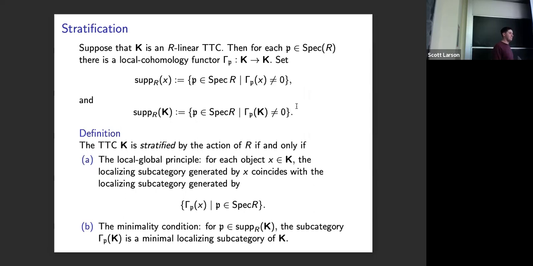Okay, all right. Anyway, I was going to just say this. In general, if you want to show that a TTC is stratified by an R action, it's the second condition that's the hard part. To my knowledge, the last I looked, there aren't any examples where the local global principle fails to hold.